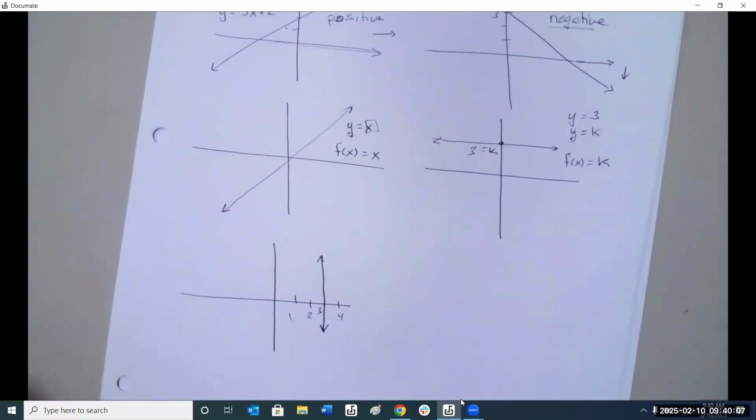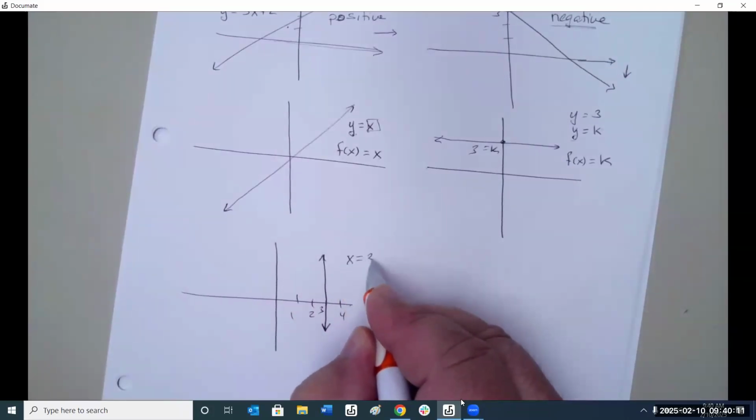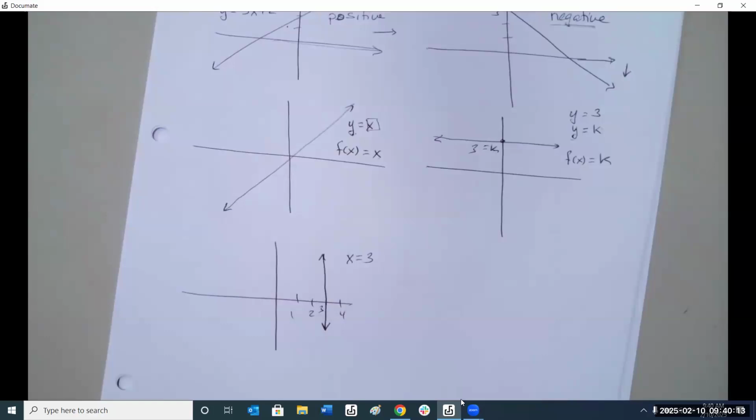So what do you think this is going to look like? X equals 3. Because as you said, there's no y-intercept, so it can't have a y value. If it doesn't have a y value, it has to have an x. It has to have one or the other.